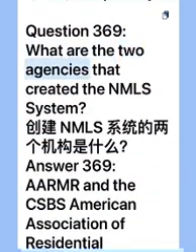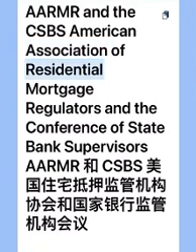Question 369. What are the two agencies that created the NMLS system? Answer: AARMR and the CSBS, the American Association of Residential Mortgage Regulators, and the Conference of State Bank Supervisors.